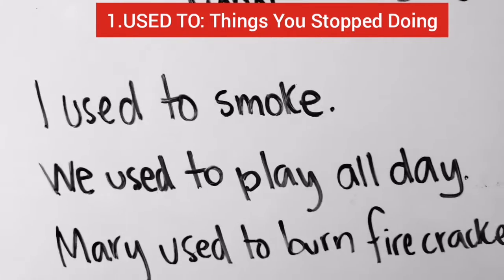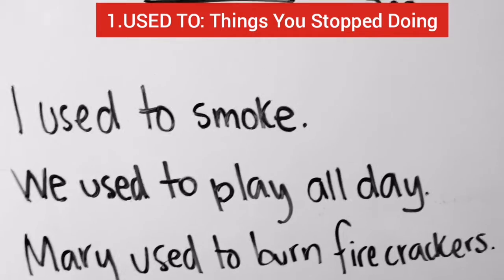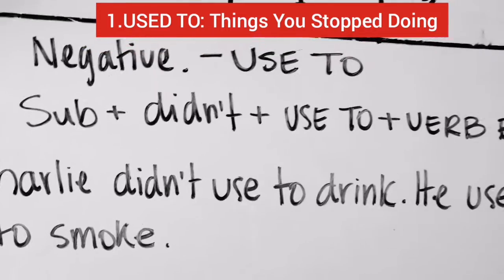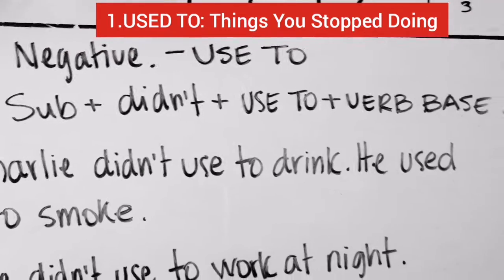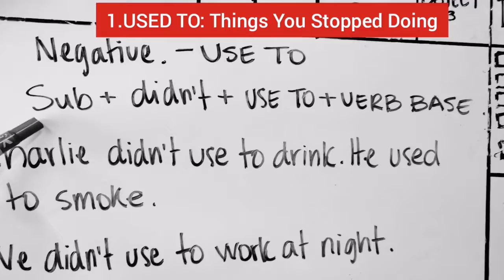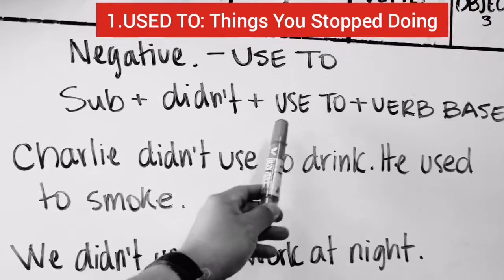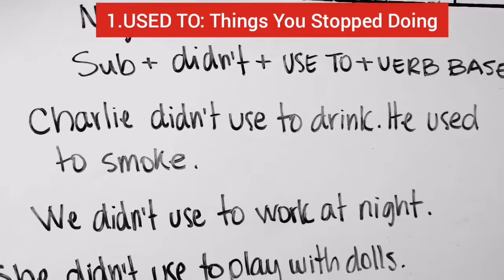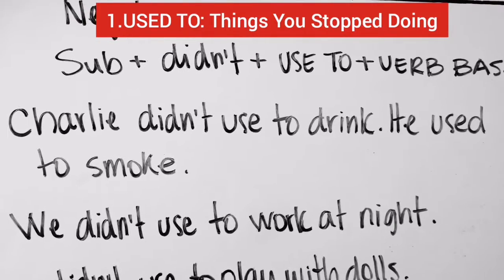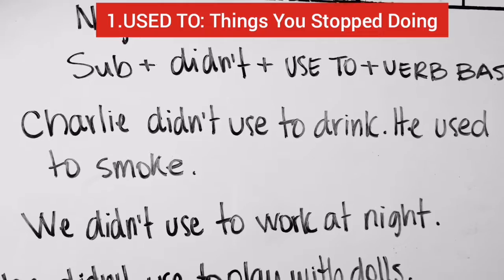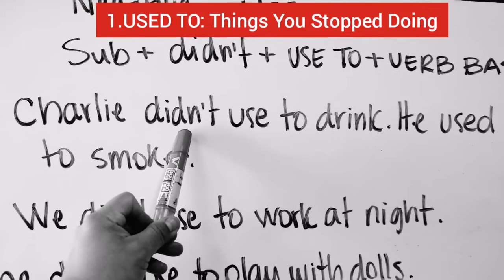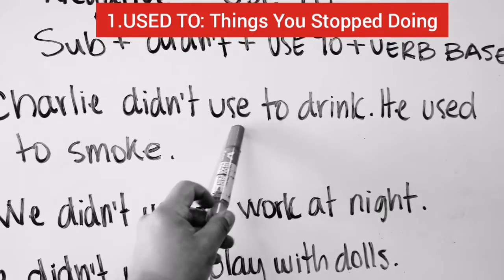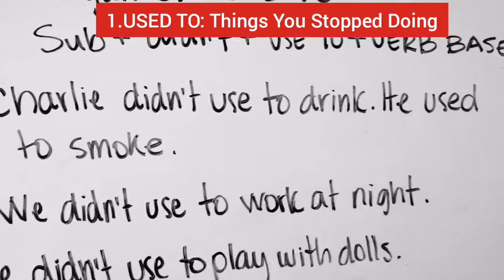I used to smoke would mean yo solía fumar. The negative structure of used to is formed using the auxiliary didn't. So we'll start with the subject, followed by didn't, followed by the modal verb used to, and the verb in the base form. An example of this would be, Charlie didn't used to drink, he used to smoke. So here we have the auxiliary. Notice that used to is no longer in the participle form, and it's followed by the verb in the base form.